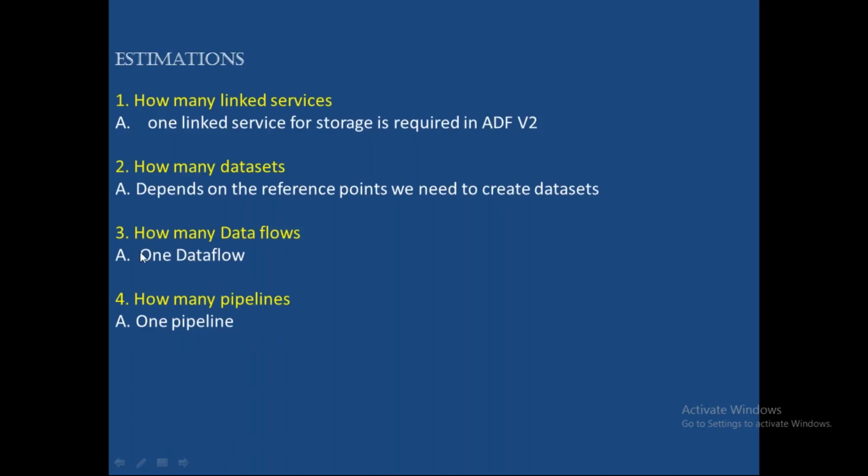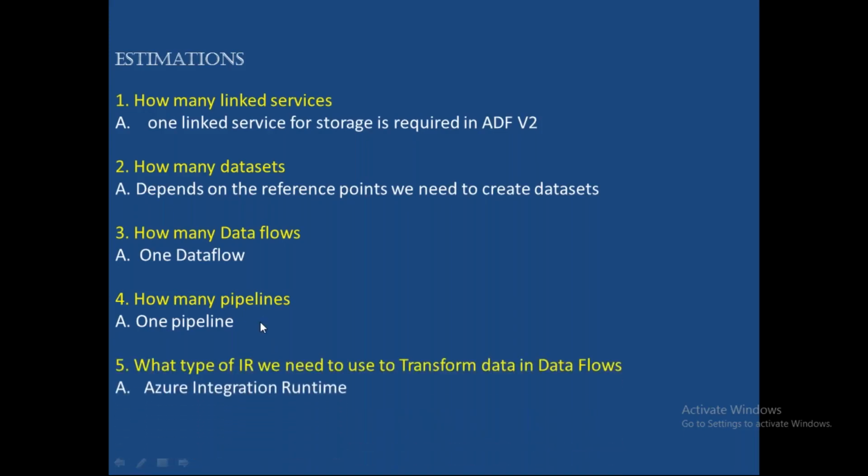If you want, you can create a single data flow for both options, and in a single data flow you can define two flows. But if I don't want both the pivot and unpivot in a single data flow because I will get confused, then you can create two data flows. Executing these two data flows is up to you. You can execute in one pipeline or multiple pipelines, but I will execute both of them in a single pipeline. What type of IR do we need to use? Azure IR. Other IRs will not support you.